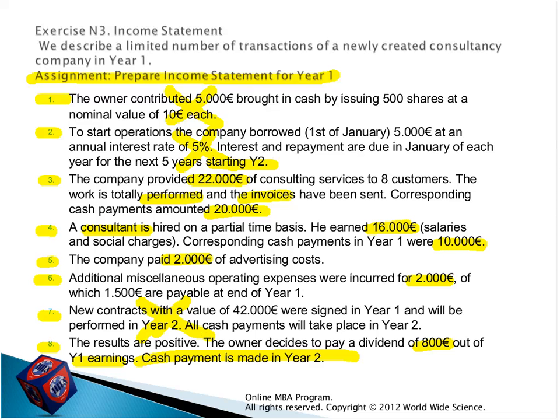And as well, about our dividends, we are going to pay 800 in dividends from the first year of earnings. So this is like accrual expenses, which are already incurred in this year, but we are going to pay them in cash next year. But as it accrues, we have to show it in our income statement, which means we have to record it.